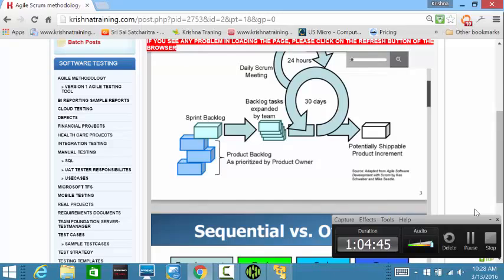When all the 24 requirements are available and the user stories are also completed with testing, let's assume we are taking the happy path, each individual user story testing is also completed. Now when all these 24 requirements and user stories are combined together, we do a kind of integration testing.